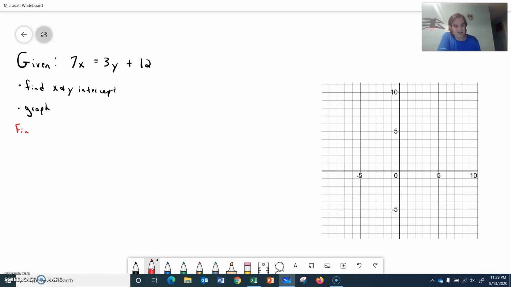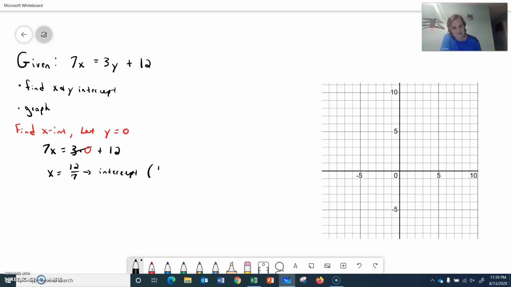I'm going to start with finding the x-intercept, and that means let y equal 0. So I'm going to take the equation and let 7x equal 3 times 0 plus 12. So I just replaced the y with 0. I can cross out the 3 times 0 since it's nothing, and now I have 7x equals 12. I'll divide both sides by 7 and I'll get x equals 12 sevenths. So that intercept is the point 12 sevenths, 0.